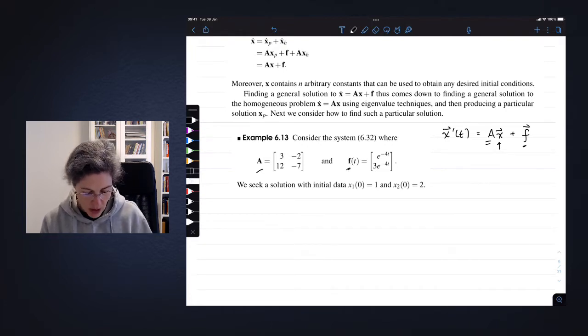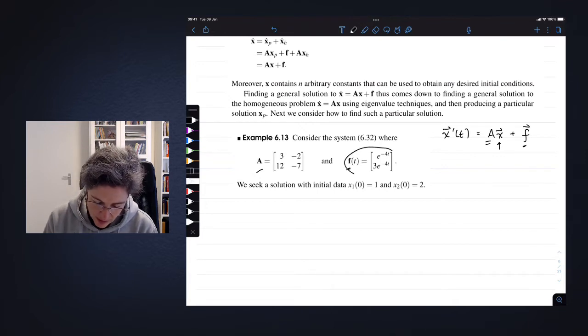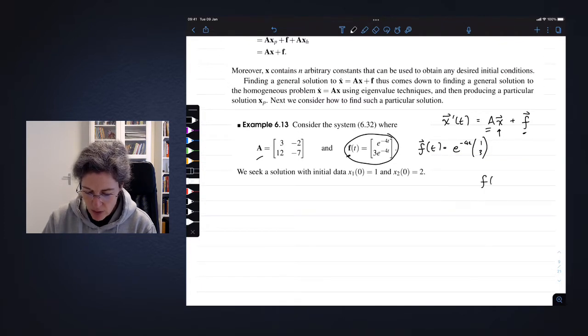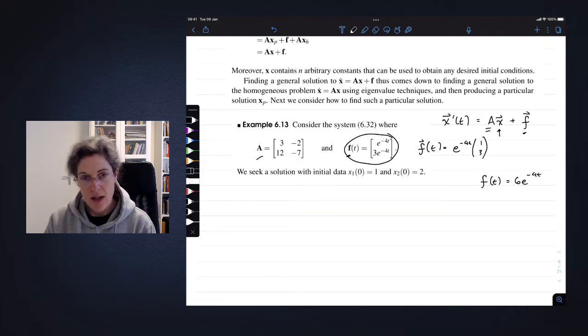What do we do? Well, we look at this, which is our forcing term, and we say, well, this really looks like, I could do a slight rewrite here, e to the minus 4t times the vector 1, 3. And if you remember, when we were thinking about forcing terms that looked, for example, like 6e to the minus 4t, then the solution that we would try looked like a constant times e to the minus 4t. And then what we wanted to do was find the value of that constant.